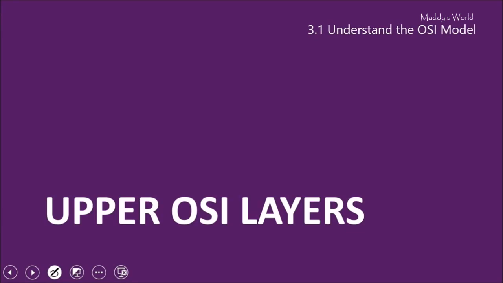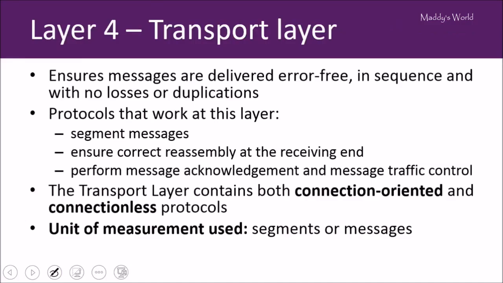All right, let's go ahead and move on to the upper OSI layers. Layer 4 is the transport layer. This is my favorite layer. I don't know why, but I always geek out whenever I get a chance to teach this layer in class. The transport layer ensures that the messages are delivered error-free, in sequence, and with no loss. And I think that's such a cool thing, okay?